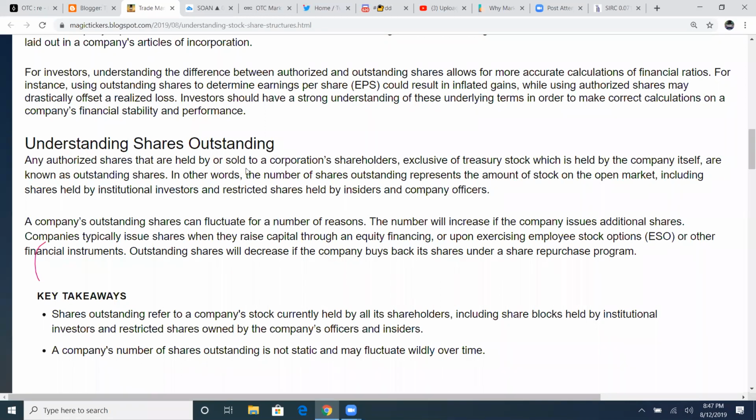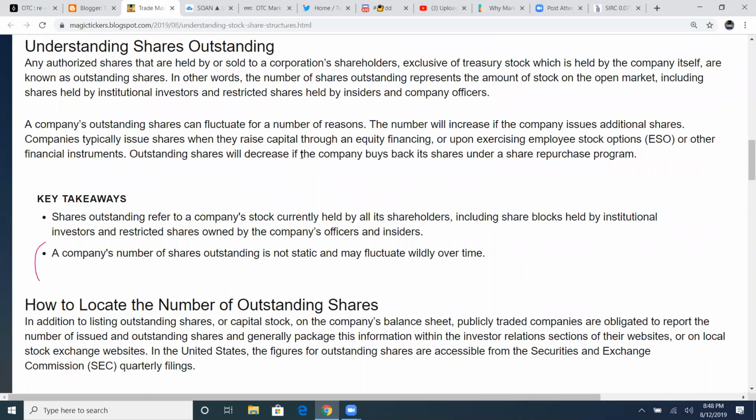Understanding shares outstanding. Any authorized shares that are held by or sold to a corporation's shareholders, exclusive of treasury stock, which is held by the company itself, are known as outstanding shares. In other words, the number of shares outstanding represents the amount of stock on the open market, including shares held by institutional investors and restricted shares held by insiders and company officers. A company's outstanding shares can fluctuate for a number of reasons. The number will increase if the company issues additional shares. Companies typically issue shares when they raise capital through an equity financing or upon exercising employee stock options, ESO, or other financial instruments. Outstanding shares will decrease if the company buys back its shares under a share repurchase program.